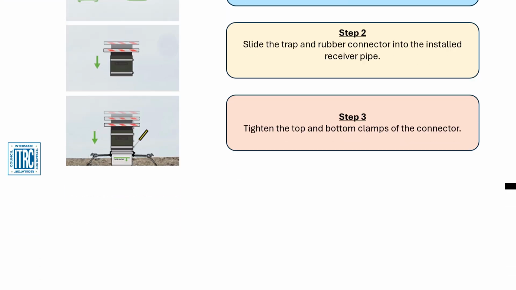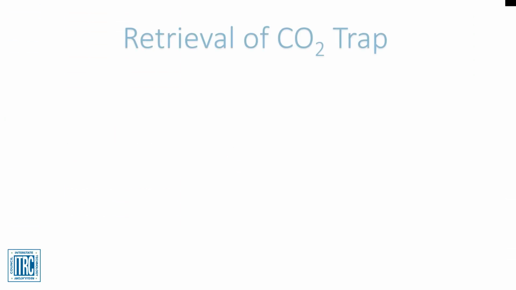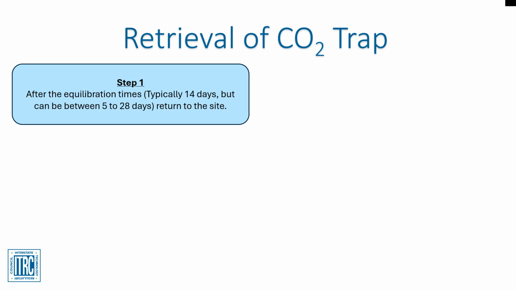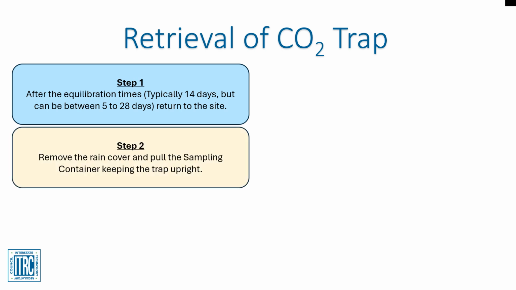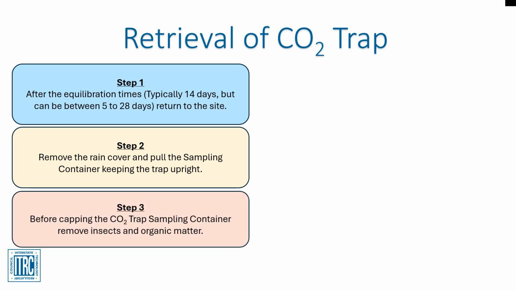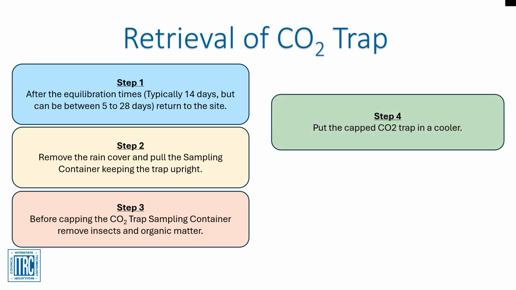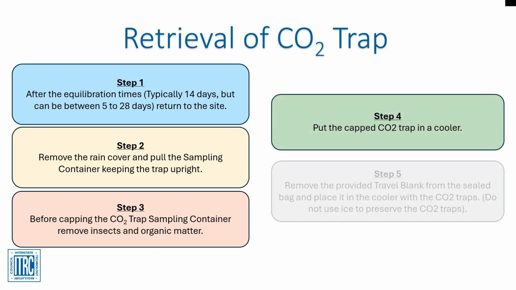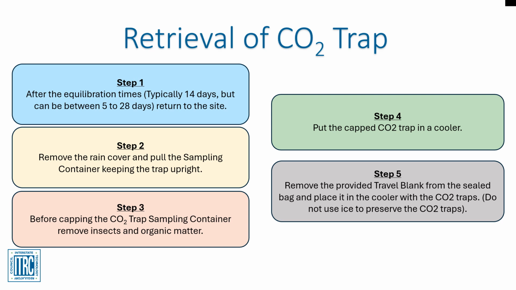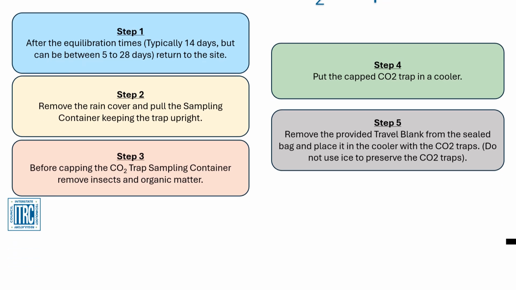without further modification of the traps. After the equilibration time, return to the site and remove the rain cover, loosen the clamps, and pull the sampling container, ensuring the device is kept upright. Before placing the caps back, remove insects and organic matter that may have accumulated. Place the capped sampling container in a cooler. Remove the provided travel blank from the sealed bag and place it in the cooler with the CO2 traps. Do not use ice to preserve the samplers.